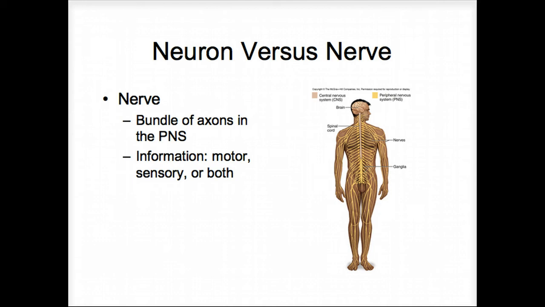and it could be carrying motor information. So for example, there's a specific nerve, the musculocutaneous nerve. You don't have to know that nerve name, but that nerve specifically stimulates the biceps muscle. Okay, so there's motor information going through that nerve. There are other nerves that are going to carry just sensory information from a specific part of the body. And then some nerves are going to be carrying both motor and sensory information.